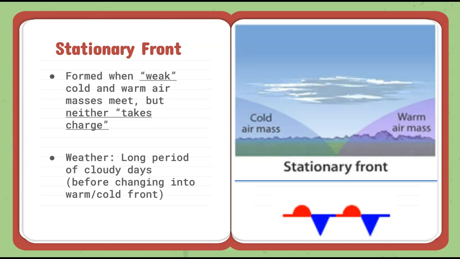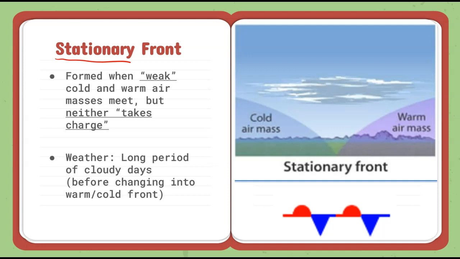The next one is the stationary front. A stationary front, the key word is stationary. This is formed when a weak cold air mass and a weak warm air mass meet, but neither one really moves. They kind of just stay still. They don't move, so that's why it's called a stationary front. The weather of stationary fronts includes long periods of cloudy days, possibly before changing into a warm or a cold front. Eventually, one of these two air masses will take over and start to move.